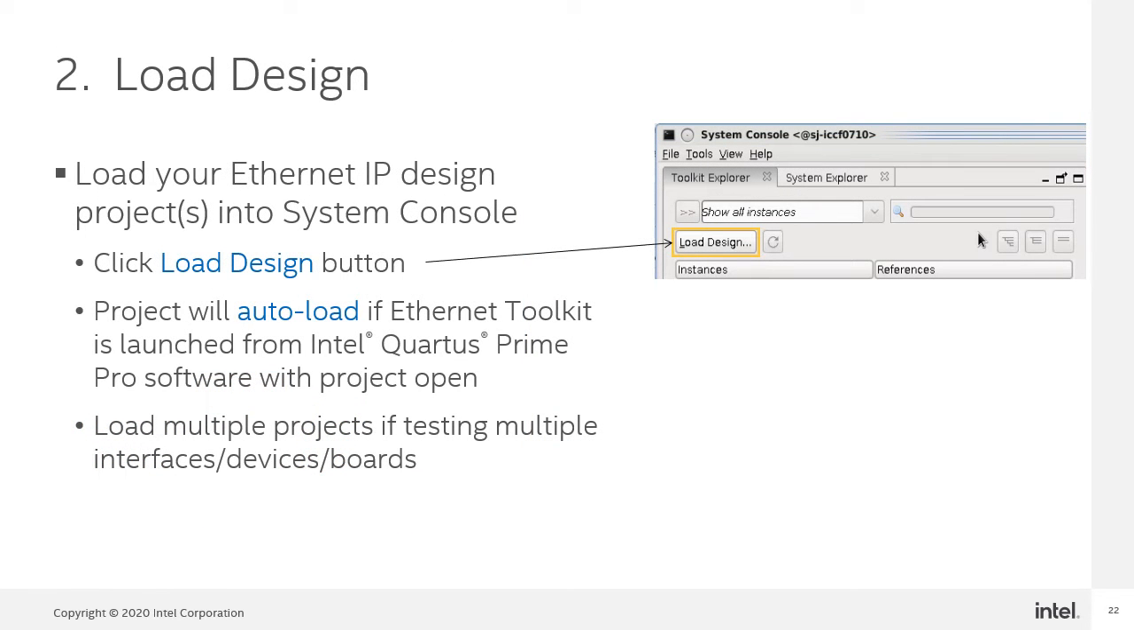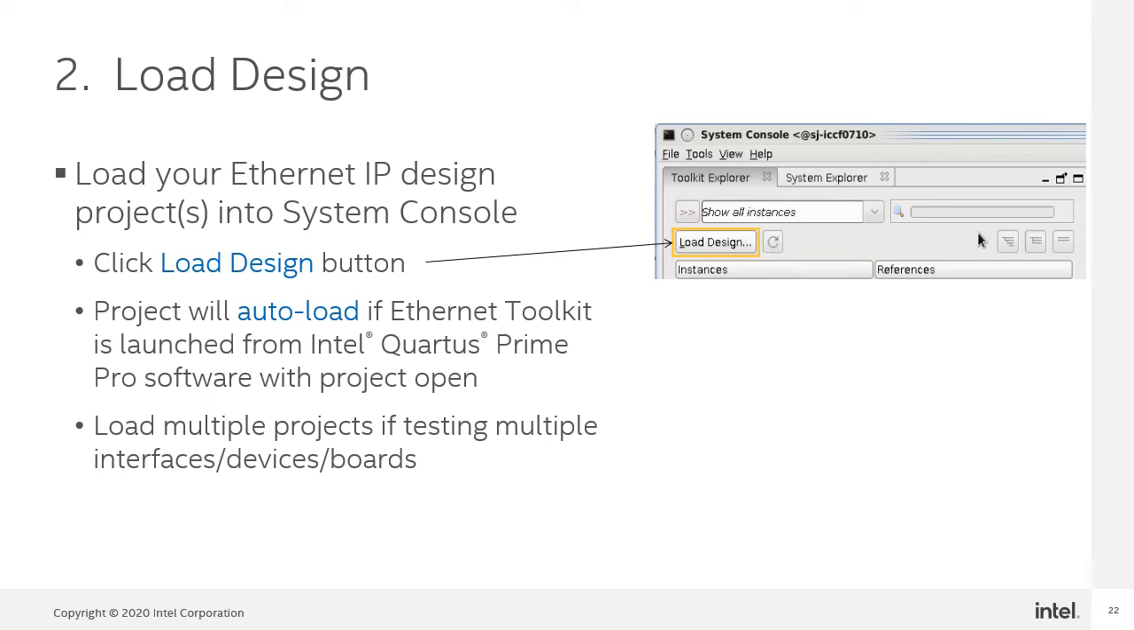For step 2, you want to load the design. Loading the design involves opening your Intel Quartus Prime software project or programming file within the System Console platform. This essentially tells the software the programming file loaded in the FPGA. To do this, click on the Load Project button in the Toolkit Explorer. After loading the project, the Instances and References column should display information about the design, such as the design name and the blocks within it to which the System Console can communicate.